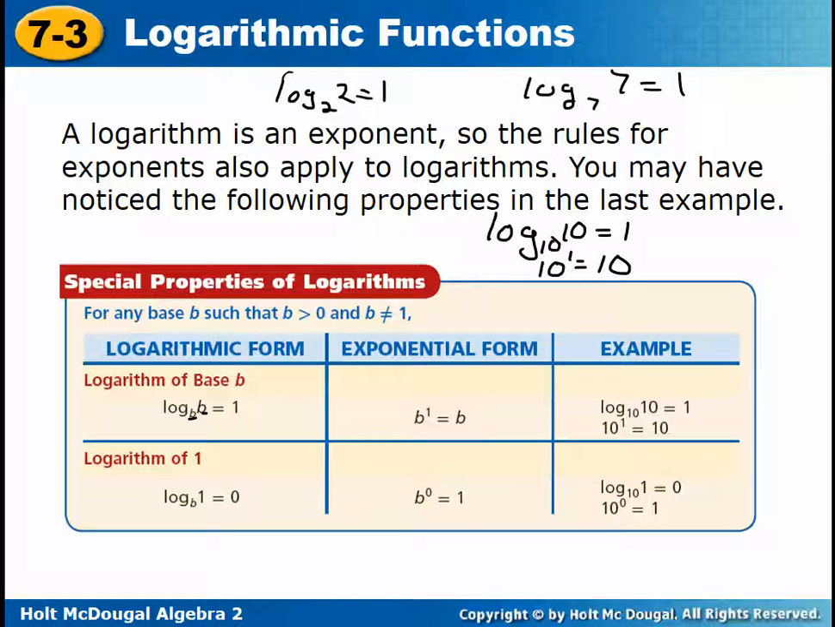There's another special property that says that if you are taking the log of 1, you will get 0, no matter what your base is. So it doesn't matter if you have log base 30 of 1, it will be equal to 0. And the reason is, in exponential form, when you rewrite it, you would get b to the 0 equals 1. Anything to the 0 power is 1. So 30 to the 0 power is 1. Or if you had log base 2 of 1, that would still be 0 because 2 to the 0 power is also 1.